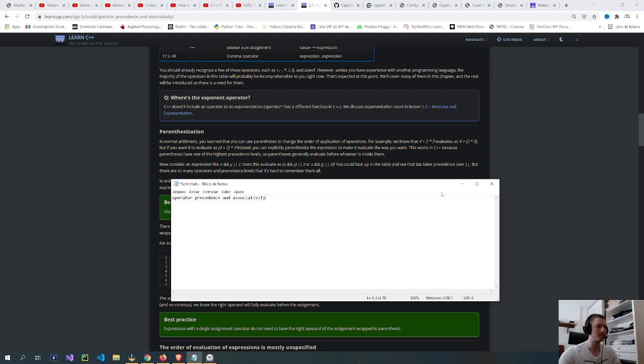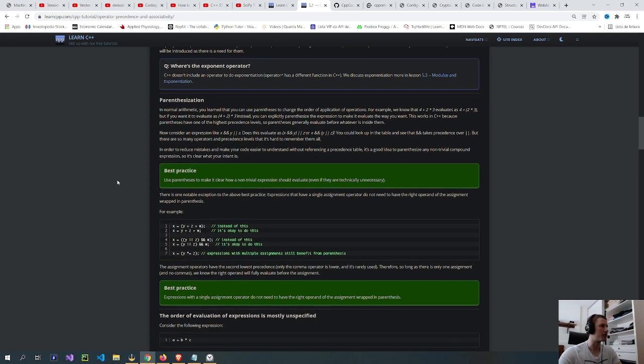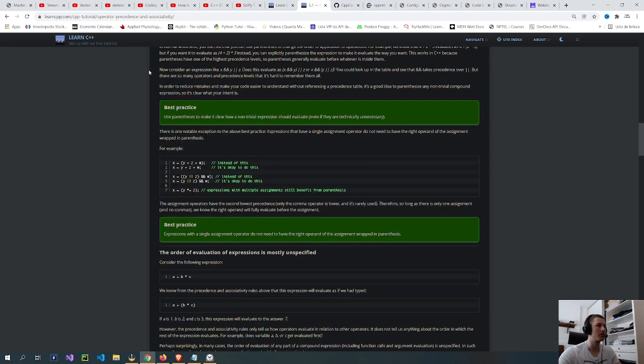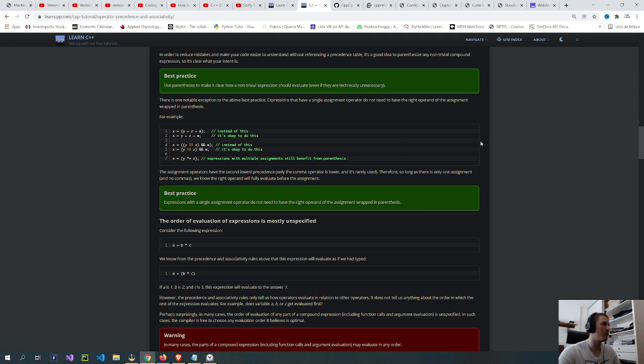Parenthesization. In normal arithmetic, you learn that you can use parentheses to change the order of application of operations. For example, we know that this expression evaluates as this one. But if you want it to evaluate as something else instead, you can explicitly parenthesize the expression to make it so. So this is obvious stuff.